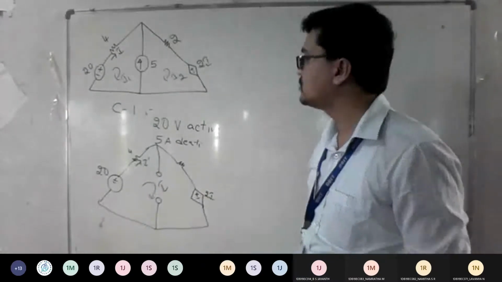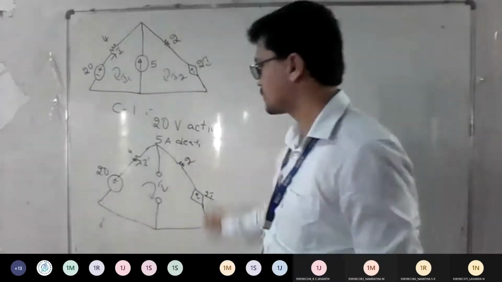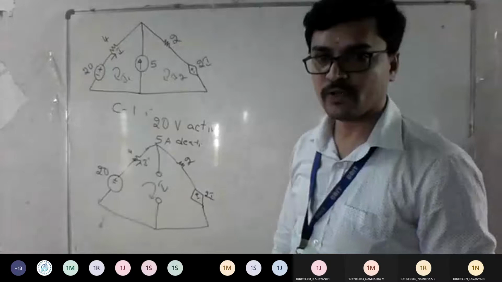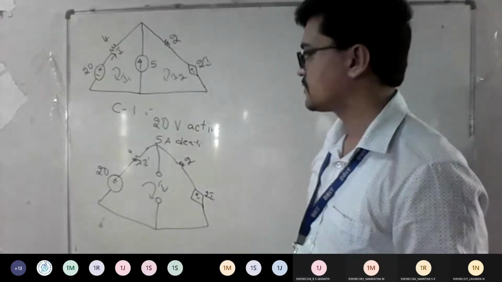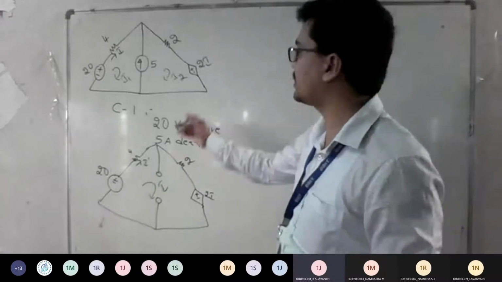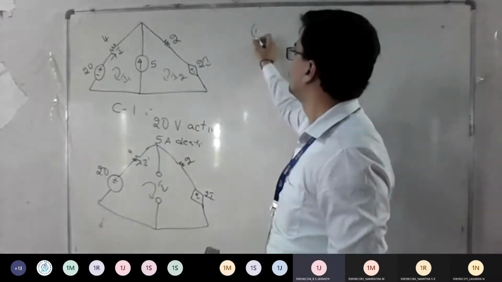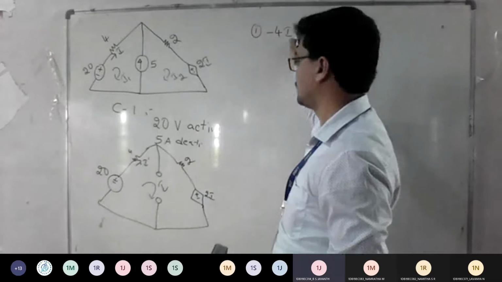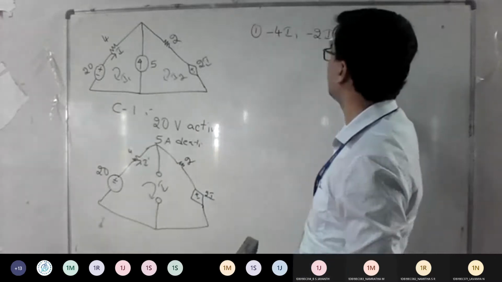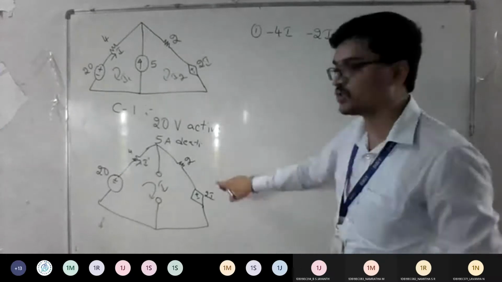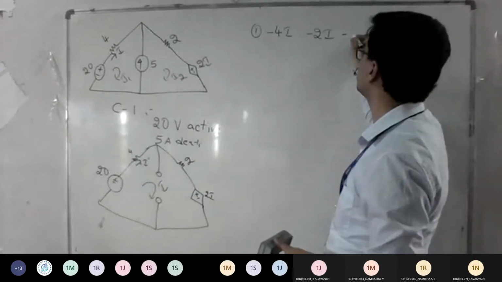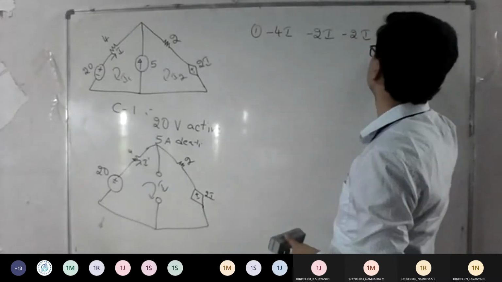So what will you apply now? This value is 2 ohm. Apply mesh analysis and tell me what is the answer. Minus 4, you can trace minus 4I, minus 2I, or I1, whatever you want, you can take. Then plus 2 minus 2I, then plus 20 equal to 0.